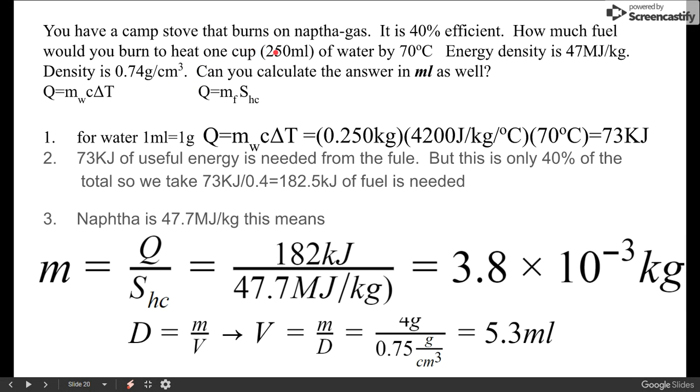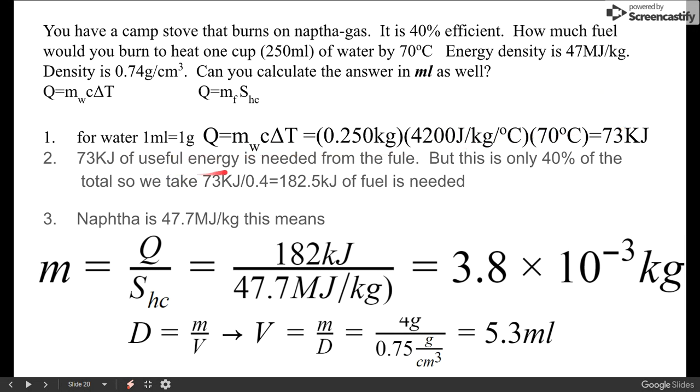I want you to calculate how much fuel you would need to bring your cup of coffee to a boil while camping when the stove is only 40% efficient, and it's probably worse than that. So let's say you're going to just raise the water temperature by about 70 degrees. 1 milliliter of water and 1 gram are the same thing. So 250 milliliters is 0.250 kilograms. That times the heat capacity of water times the 70 degrees gives us 73 kilojoules.